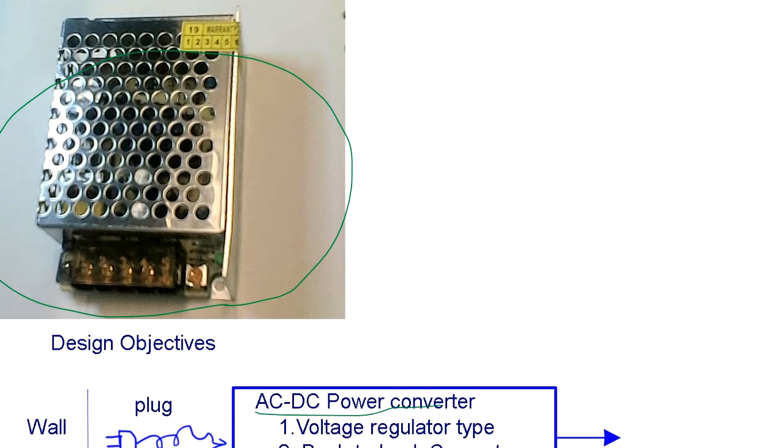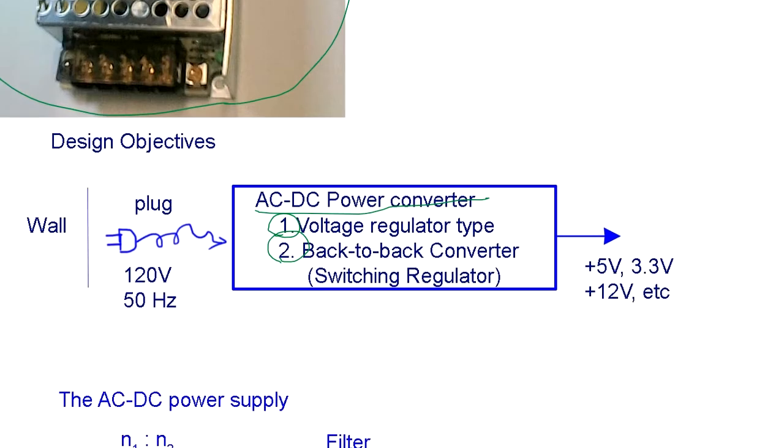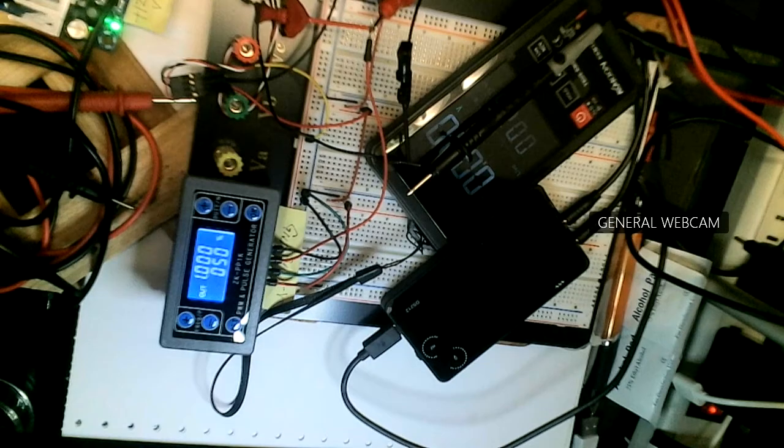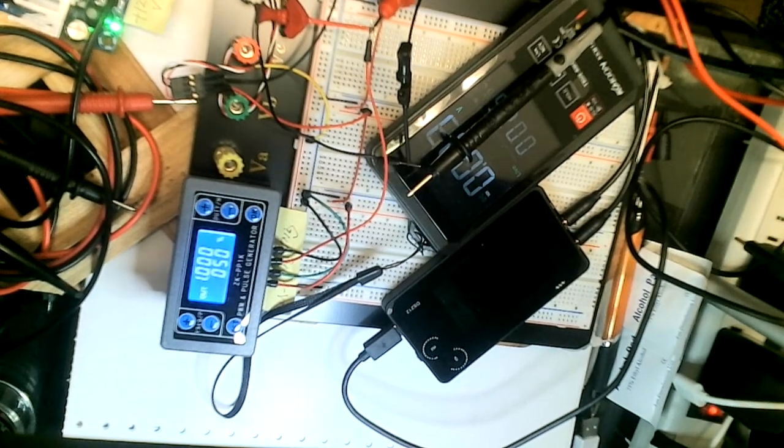For AC-DC power supply, there are two types. The first video explained the voltage regulator type, and here we talk about the back-to-back converter, and it has a big advantage: less wasted power, and it can be smaller. So before getting into detail, let me show you some hands-on facts you can easily verify.